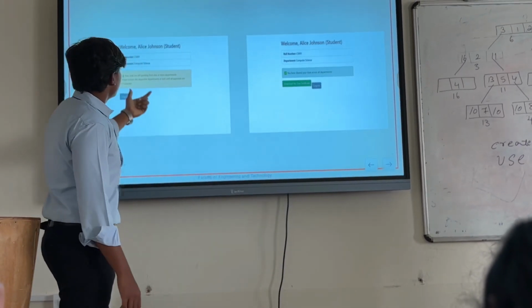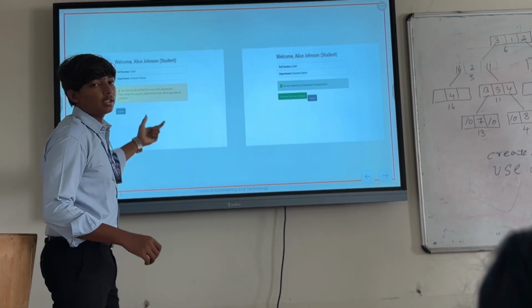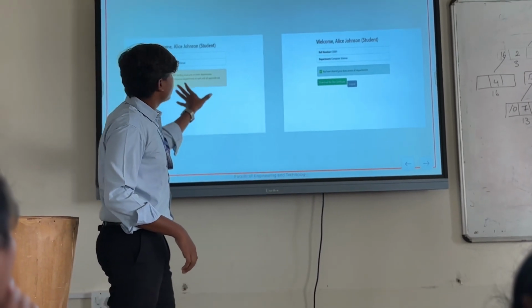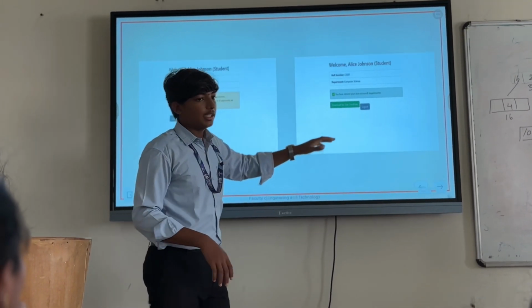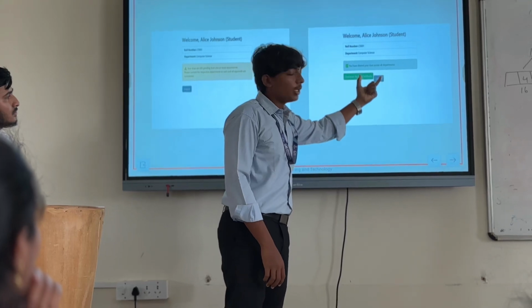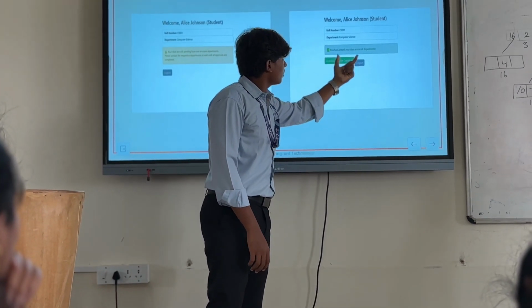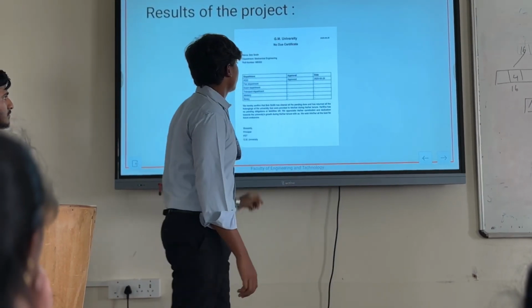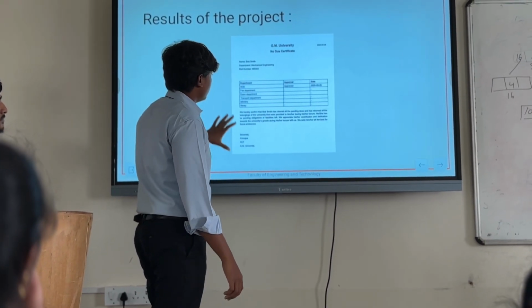In the next page, if the student has any dues or payment issues, then he gets an output like this. If all his payments are cleared, then he will get a message that all payments are successfully cleared, shown like this. Finally, the student gets the notice certificate like this.